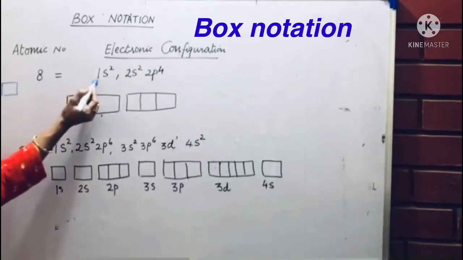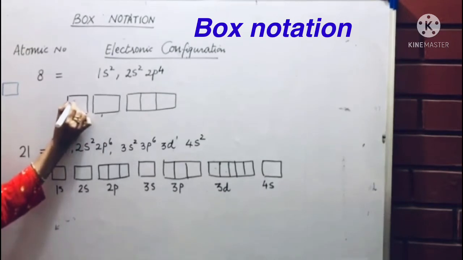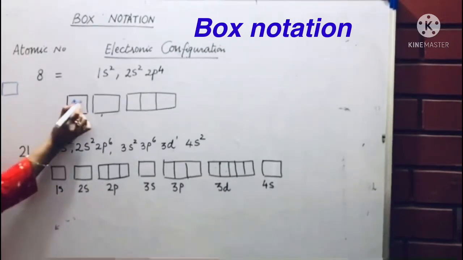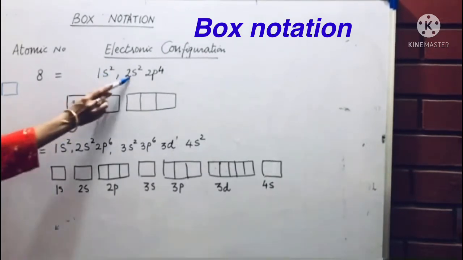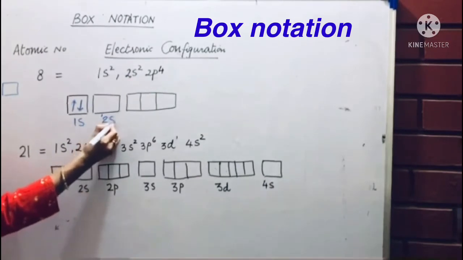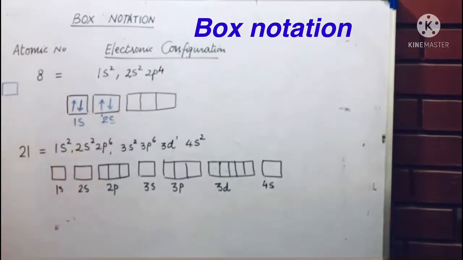So see here, there is 1s. So this is 1s. 1 electron in clockwise direction, the other in anti-clockwise direction. So these 2 electrons I have made here. Similarly 2s. This one is 2s. So I am making one in clockwise, the other in anti-clockwise.